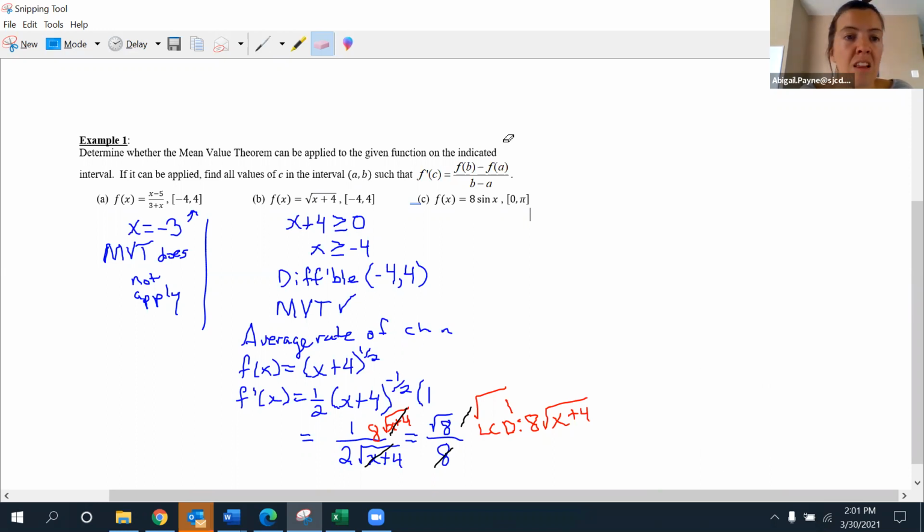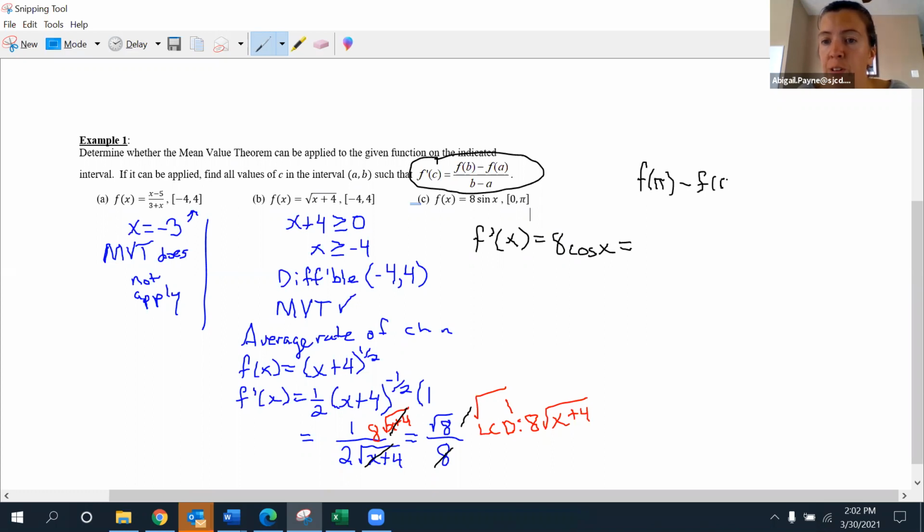So that means we should solve for x in this equation, or solve for c. I know I solved it in terms of x a minute ago. We set the instantaneous rate of change, which is equal to the derivative, so in this case 8 times cosine of x, which is the derivative of sine of x, equal to the average rate of change, which is change in y over change in x. So that's f of pi minus f of 0 divided by pi minus 0.